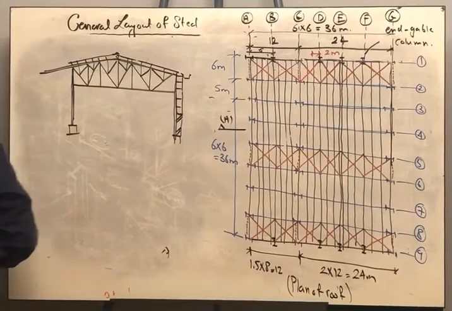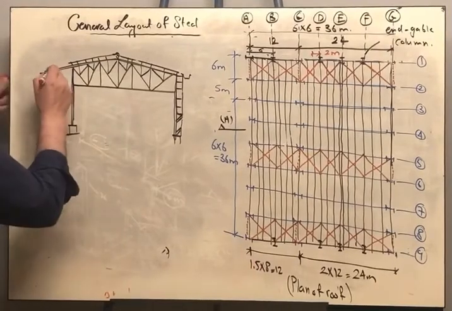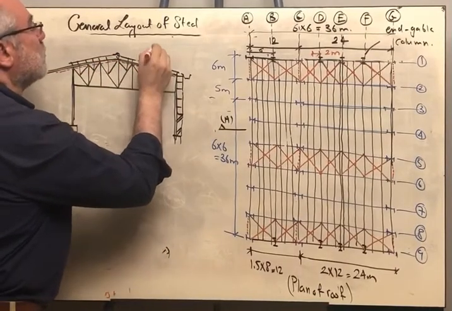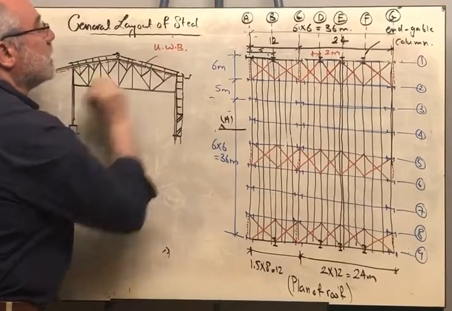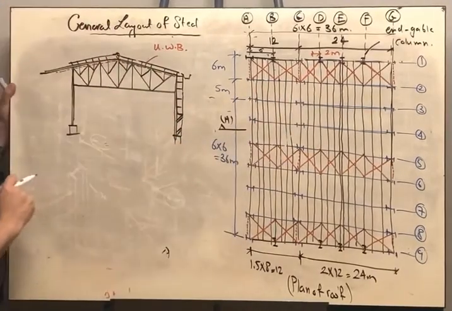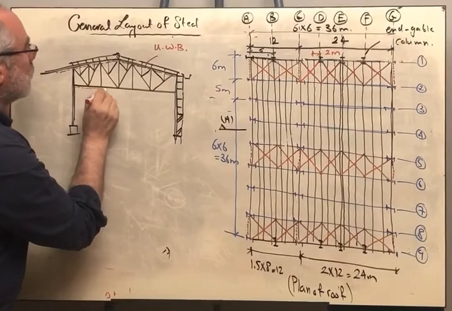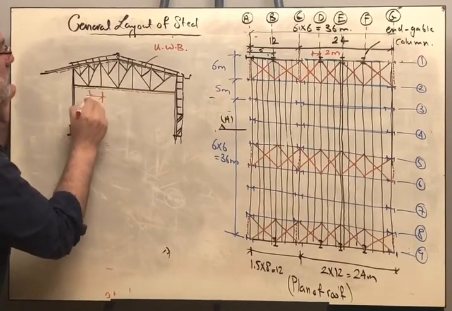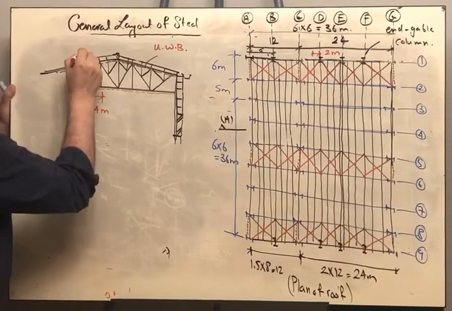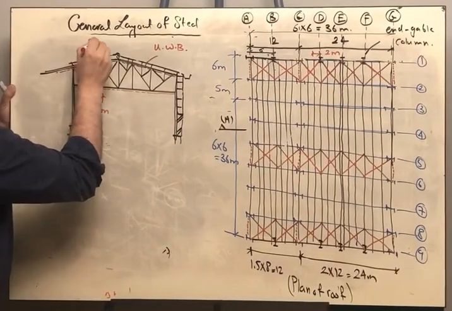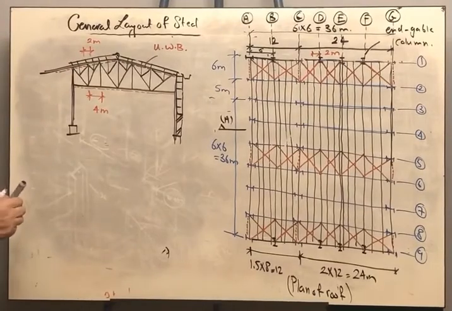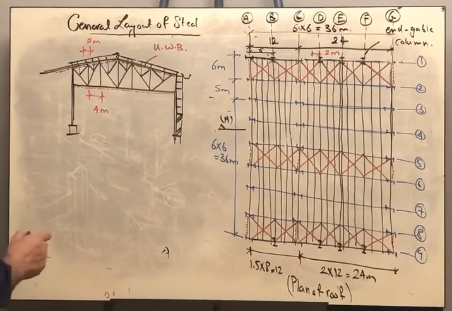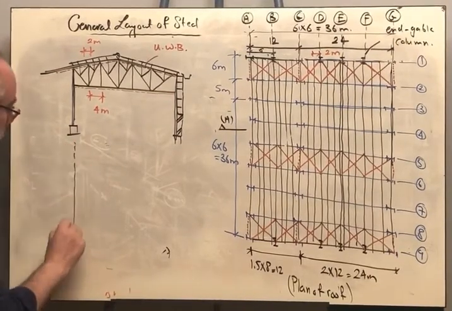At this level, at the top level, we have the upper wind bracing that is drawn here. And also at this level, we should have the lower wind bracing. But take care, the joints now are spaced at a distance of 4 meters. These joints are spaced at a distance of 2 meters. So if I want to draw the plan of the lower wind bracing, the plan would be something like this.